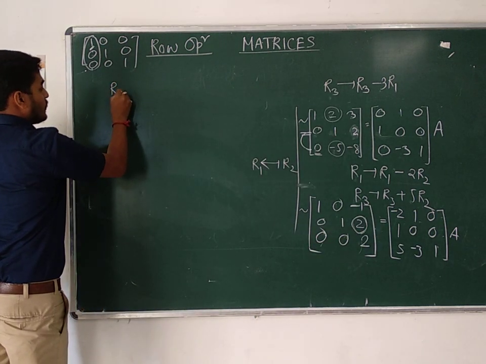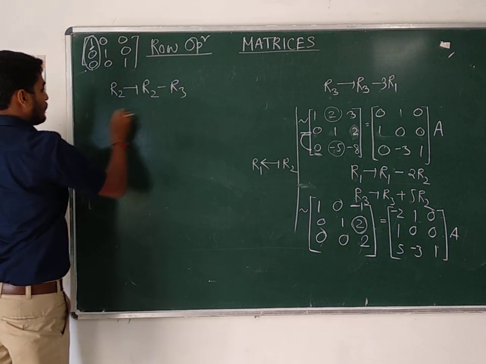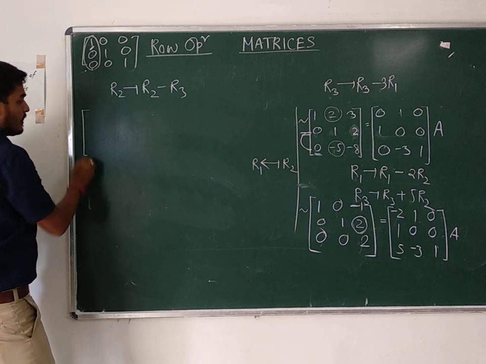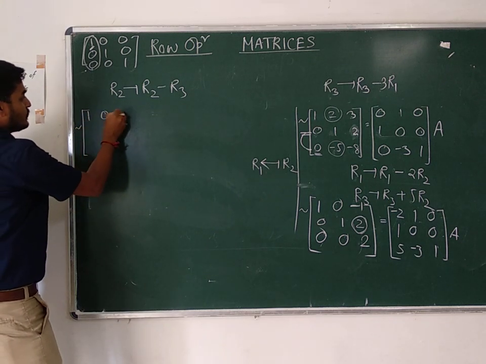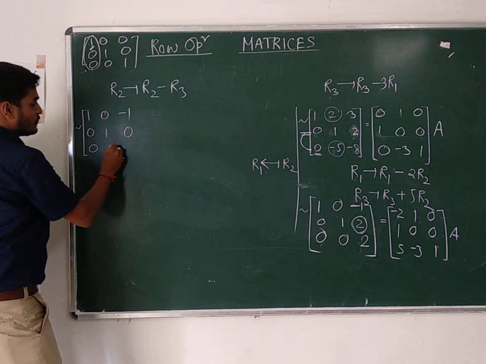Okay, what do you do? Row number 2 tends to row number 2 minus row number 3, and it becomes 1. Okay, 1, 0, minus 1, then 0, 1, 0, 0, 0, 2, correct?